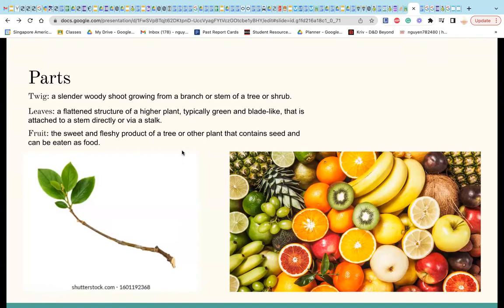Anyway, it's attached to a stem directly or via a stalk. So, even tinier green thing growing from the leaf. And usually, depending on the type of trees, they bear fruits. Fruits are, most of the time, sweet and fleshy products of a tree or other plant that contain its seed and can be eaten as food. And you see, the seed part is important because that's where new trees and plants come from.